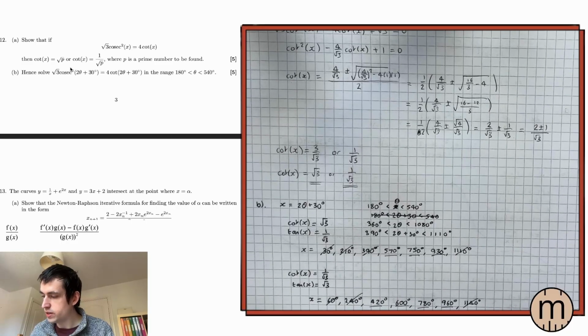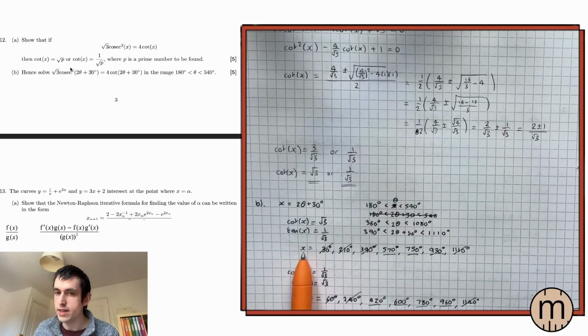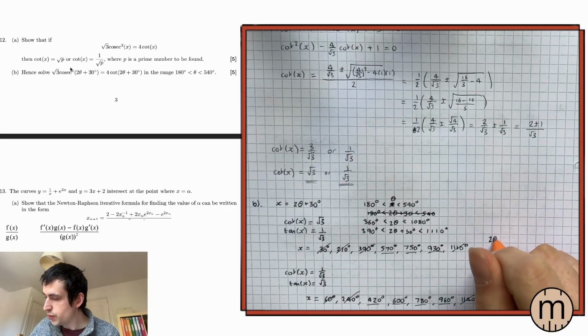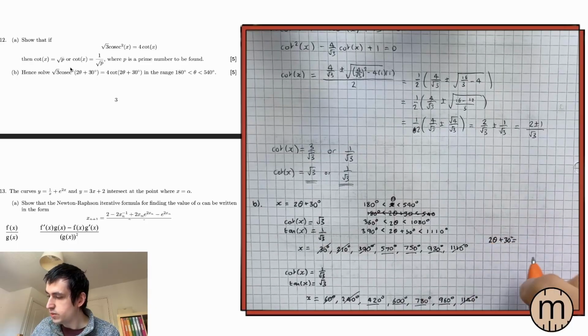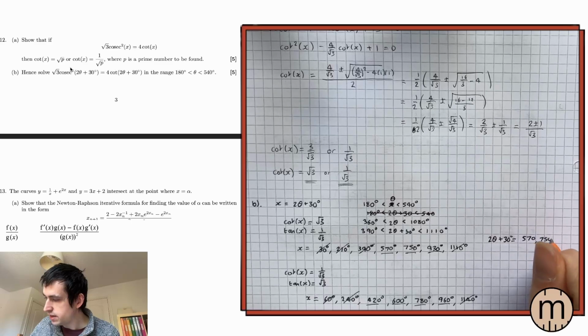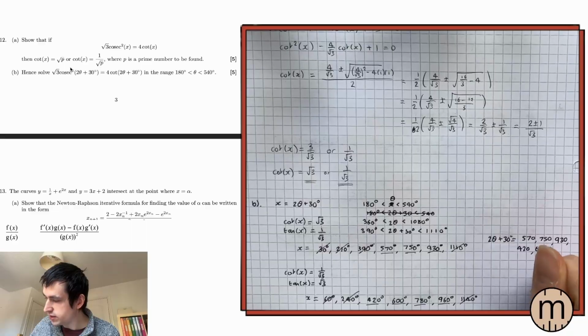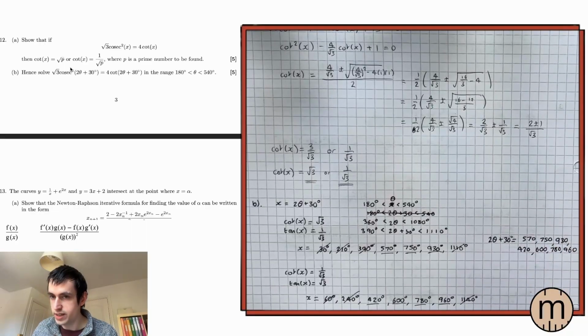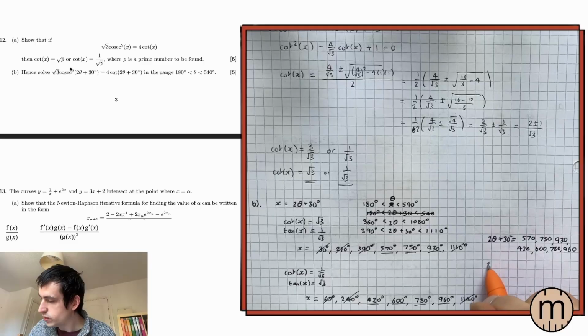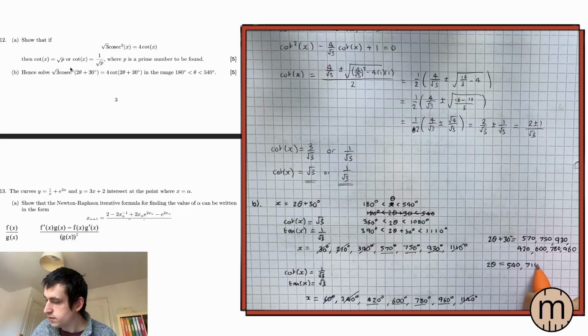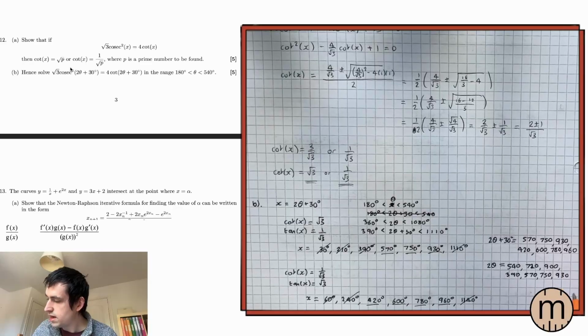So how are we going to finish off the question? Well, these are the values of x, not theta. So that means that 2 theta plus 30 is equal to 570, 750, 930, 420, 600, 780, and 960. So for all the solutions, we can now subtract 30 to get 540, 720, 900, 390, 570, 750, and 930.